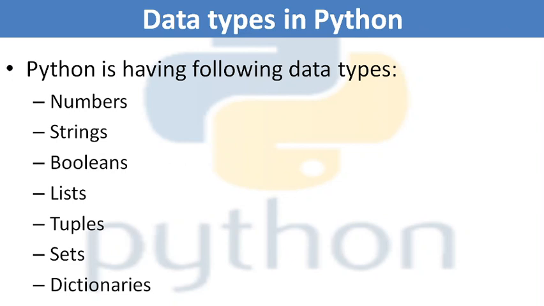Python has the following data types: numbers for numeric data, strings, any kind of data enclosed within single or double quotes, booleans to represent true or false, lists for array-like data, and tuples. Tuples are also array-like data, but once created, they become unchangeable. Sets are a collection of unordered items. Dictionaries are a collection of items arranged in key-value pairs. So let us see them one by one.